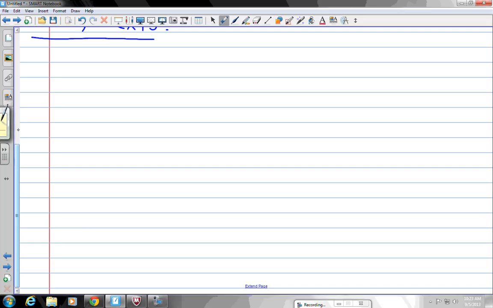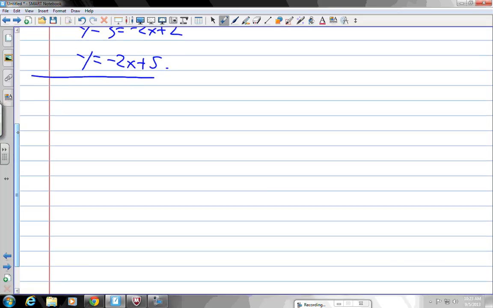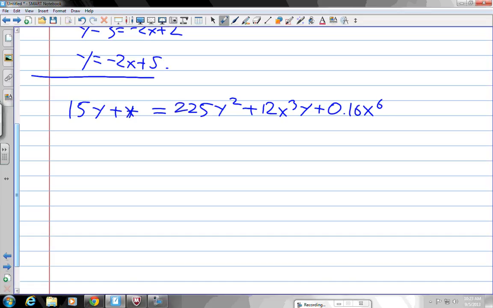I don't have the, I have like the problem, I guess. (15y plus star) squared equals 225y squared plus 12x cubed y plus 0.16x to the 6. x to the 6. And I'm sure there was a square over here. Yes. Right? Yeah, it's squared. Okay.